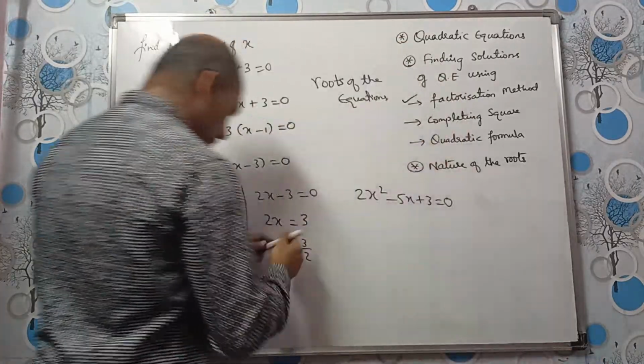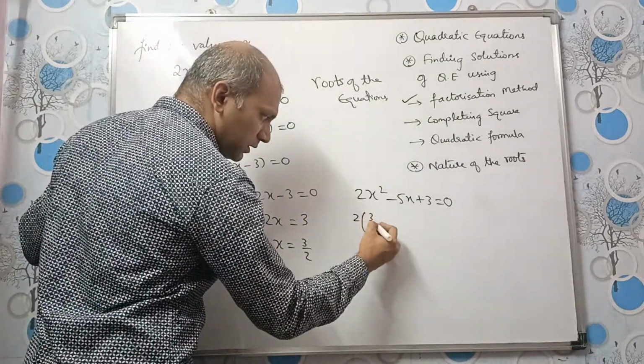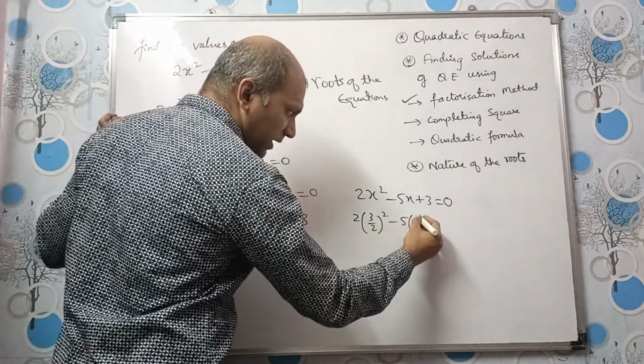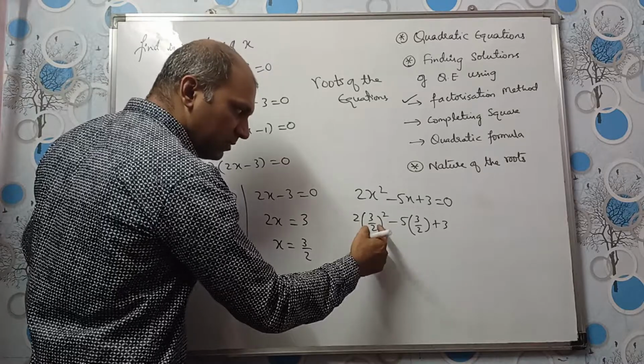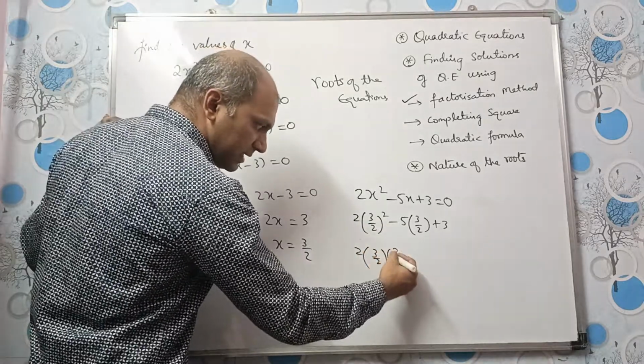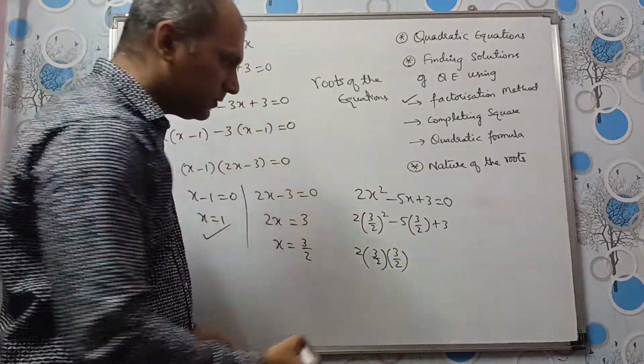Let us substitute 3 by 2. So this is 2, 3 by 2 square, minus 5 into 3 by 2, plus 3. See here, this is 3 by 2. 3 by 2 square means, let us write it like this, 3 by 2 multiplied by 3 by 2.